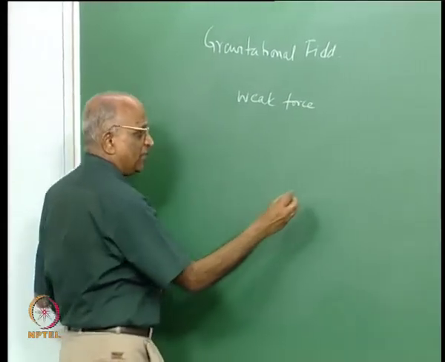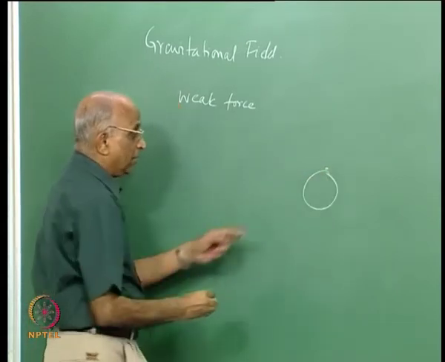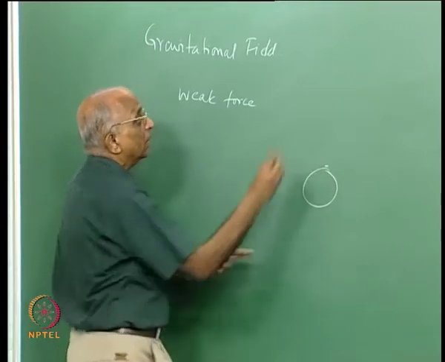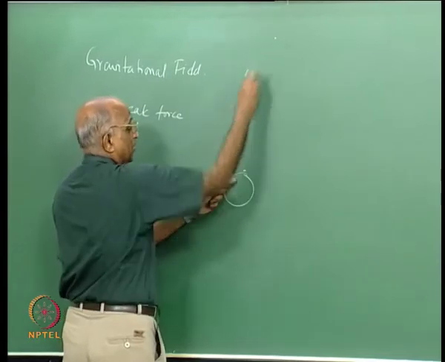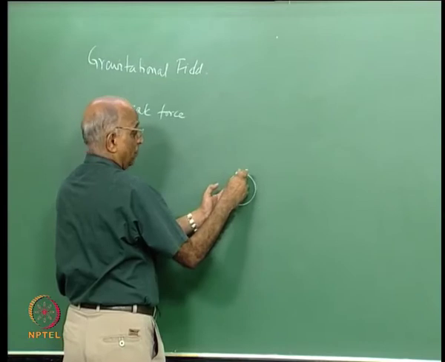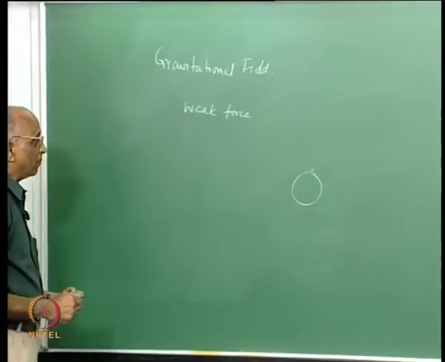Let us say I have the earth here. A mass above the surface of the earth is attracted with a higher field than something which is very far away, because the attractive field from the earth decreases as we progress away from the earth.